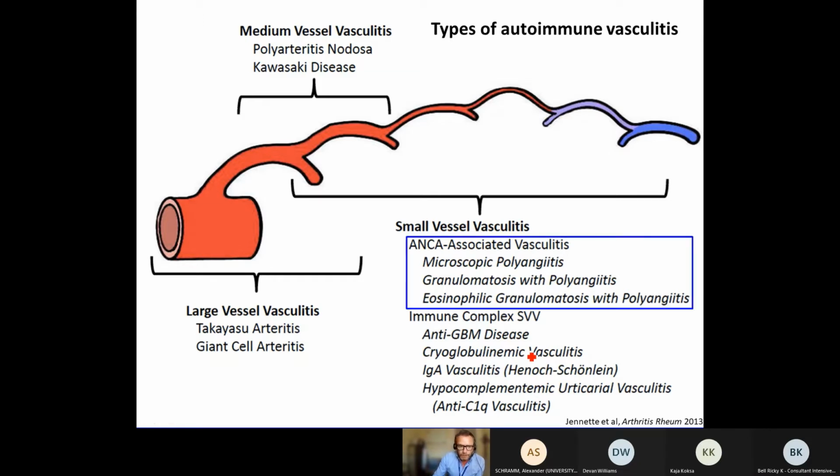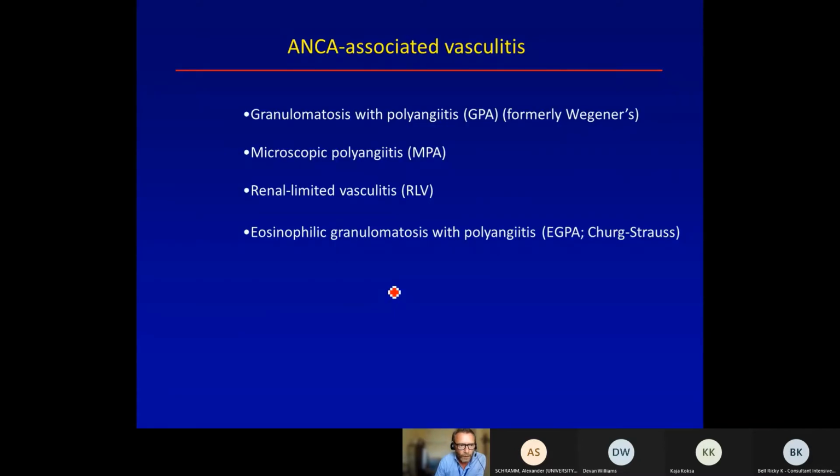Of all of those, the small vessel, ANCA-associated vasculitis tends to be the commonest, and tends to be the conditions that result in the problems that will present to the intensivist. So for the rest of the talk, I'm going to predominantly focus on those. There are, broadly speaking, four different forms of ANCA-associated vasculitis.